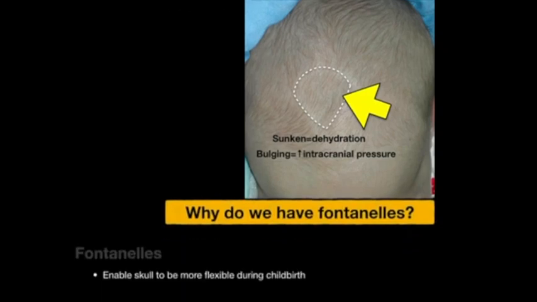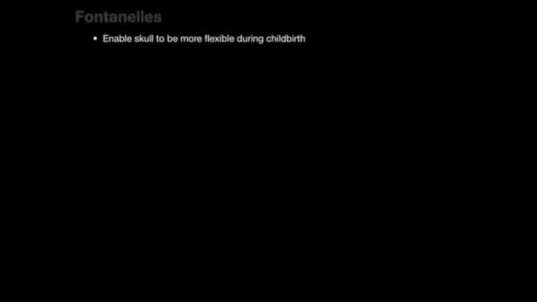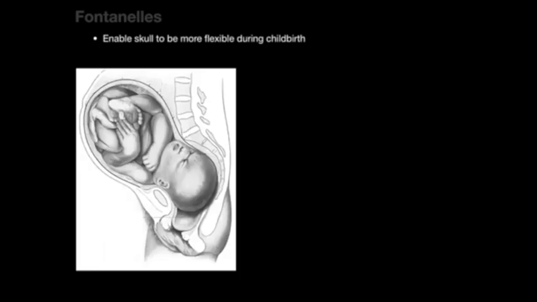So why do we have fontanelles? Well, one is to enable the skull to be more flexible during childbirth. So here's an illustration of a baby inside the uterus. Look at the size of the fetal head. Look at the size of that birth canal.